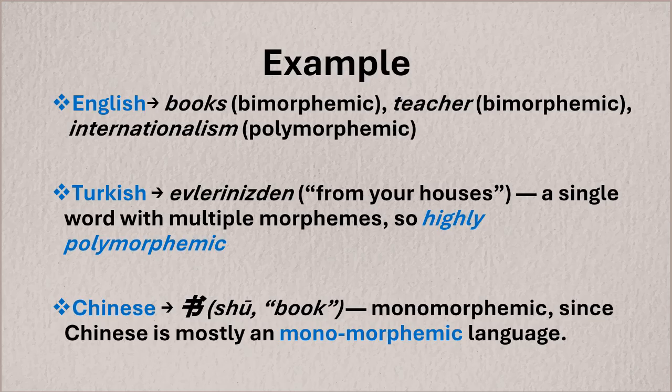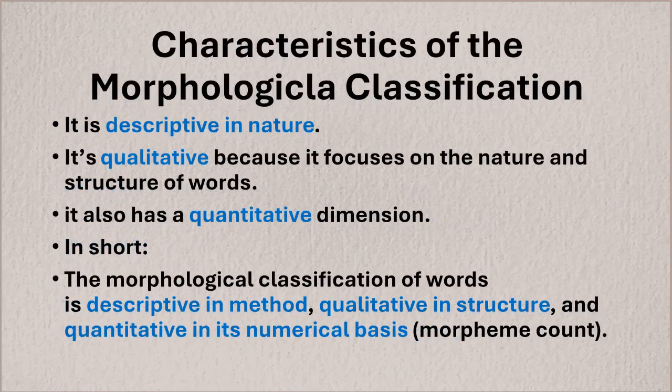The morphological classification system has some characteristics which distinguish this system from others. First, it is descriptive in nature. It means this classification is used to describe how words actually occur in a language, not to set rules for how they should occur. It's based on observation, not on correction. Linguists observe words and describe them according to their morphemic structure, so we can say it is descriptive, not prescriptive.